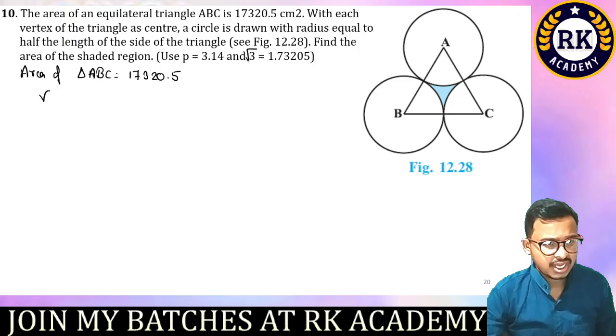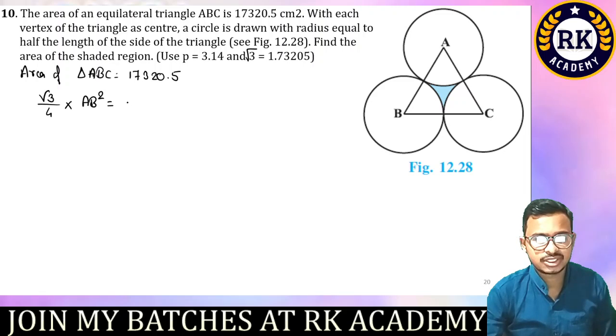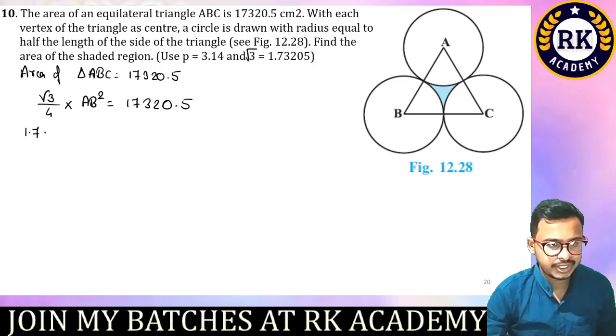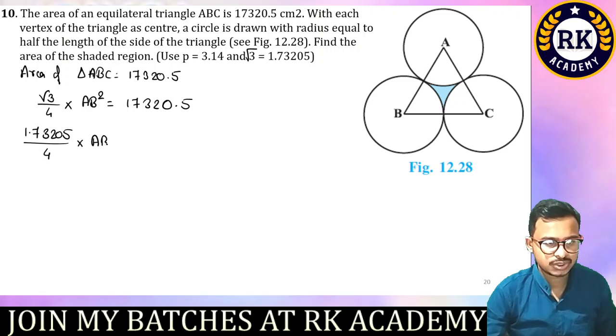As per the formula, it will be root 3 upon 4 into side square. So I'll say side AB square is equal to 17320.5. So what is the value of root 3 provided in the question? They have said 1.73205 upon 4 into AB square is equal to 17320.5. So let us find the length of the side.